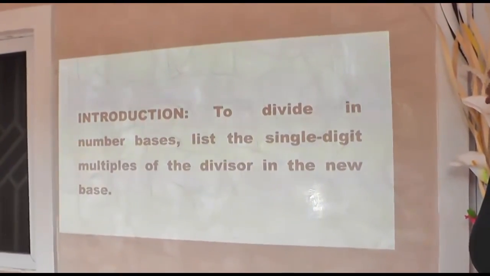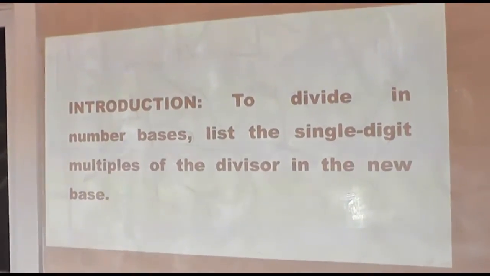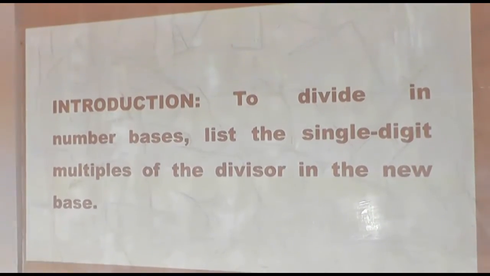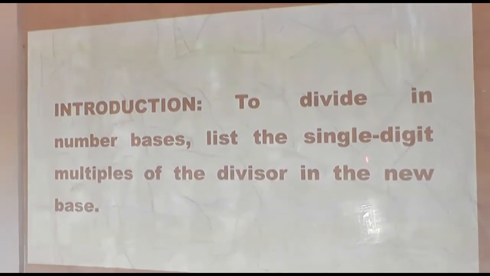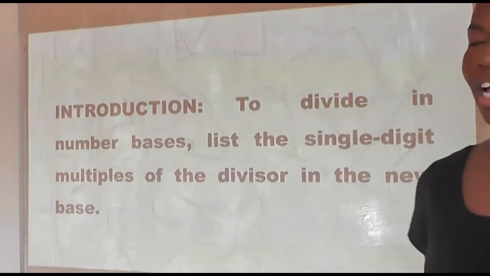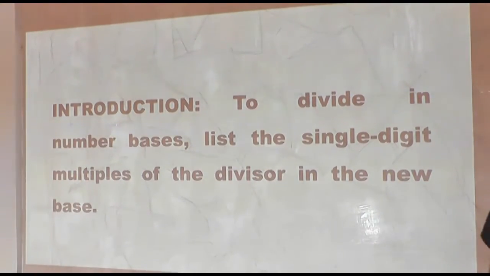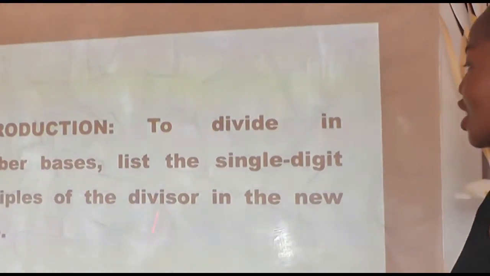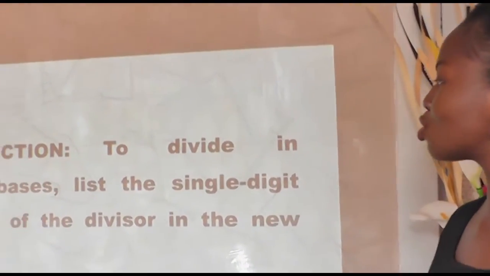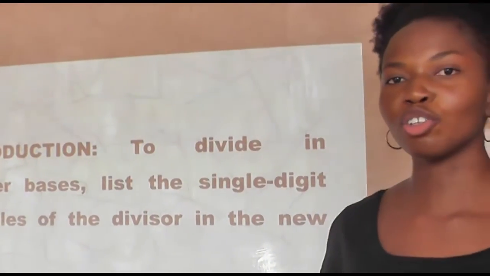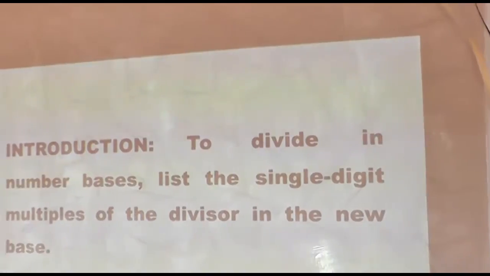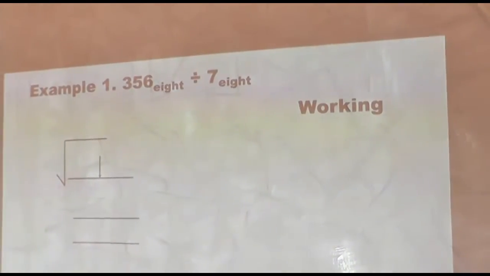And to divide in number bases, we'll list the single-digit multiples of the divisor in the new base. Now, what is this telling us? Before we can divide in number base, to make the work easy for us, we list the single-digit multiples of the divisor in the new base. Now we have some examples.